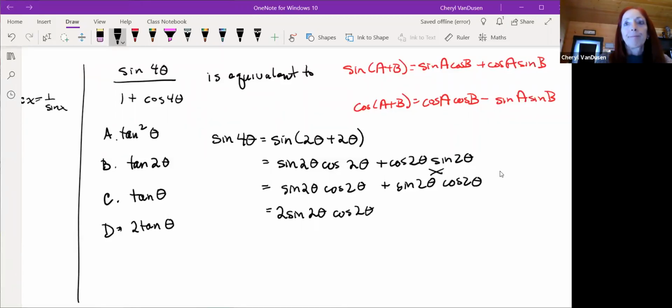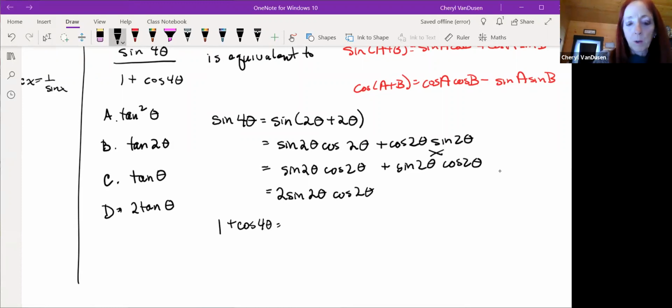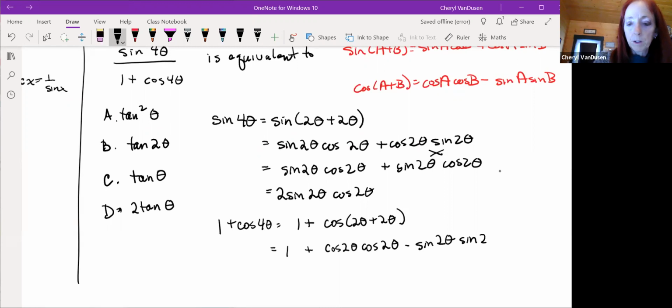There are 2 identical terms there. All right. I don't see too many deer in the headlight looks. Hopefully I've got you with me. It gets complicated. Not an easy course that you're in. Now let's look at the bottom. So 1 plus cos of 4 theta, we're going to go the same way. You have 1 plus cos of 2 theta plus 2 theta. So we just have to carry the 1 plus along. So it's going to be cos 2 theta cos 2 theta minus sine 2 theta sine 2 theta.